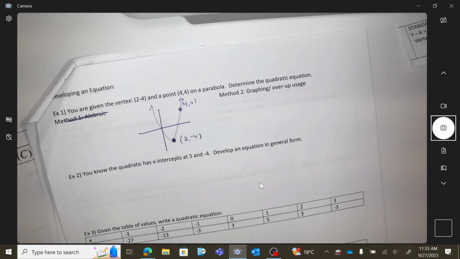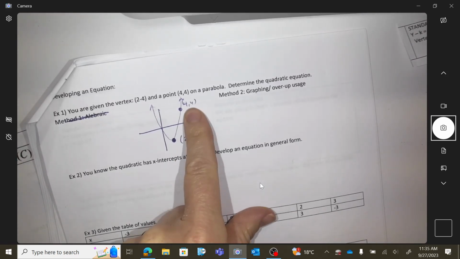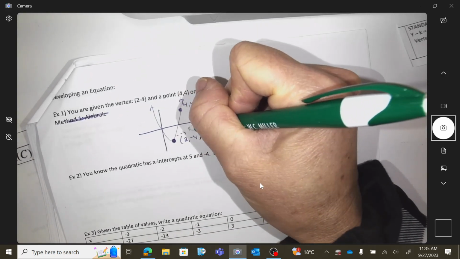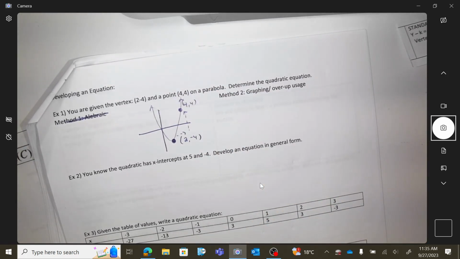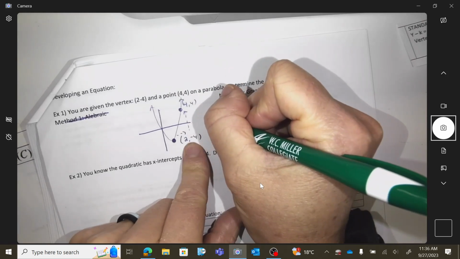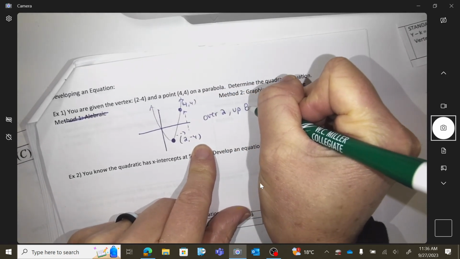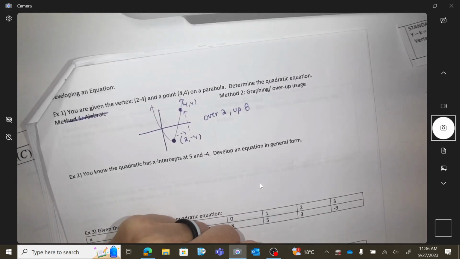Okay, here's my question for you. How did you get from here to here? What did you do? How much did you have to move over and up? That's kind of what I want to know. How did you get there? Did you go over 2, and then did you have to go up 8? Would that make sense?